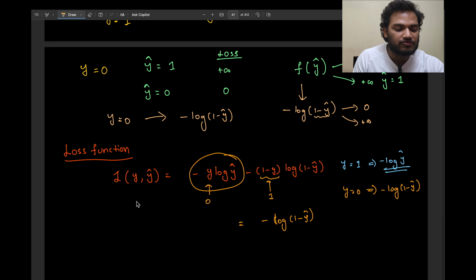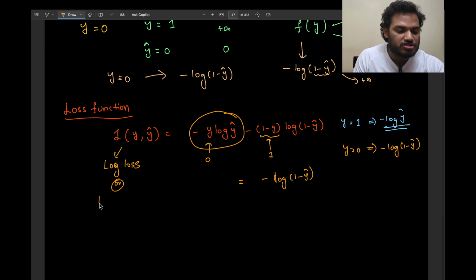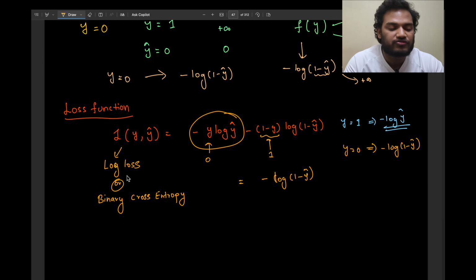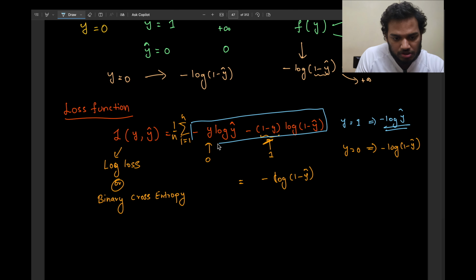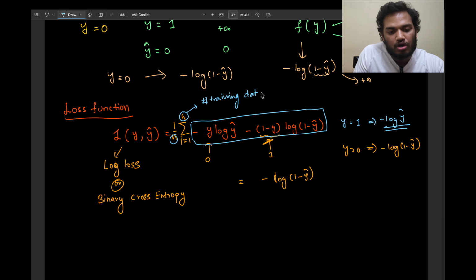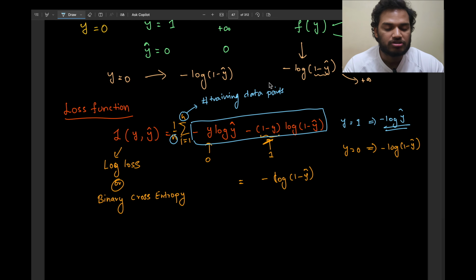Okay. So we can call this log loss, or we can call it binary cross entropy as well. So this is our loss function in the case of logistic regression. Actually, this is not the exact loss function. We'll be doing an average. This whole thing is calculating loss on only one data point. And what is this n? This n is the number of training data points. On all the training data points, loss will be calculated, and then we'll be considering the average loss as the loss of the whole model. So this is what we'll be doing in the loss function.